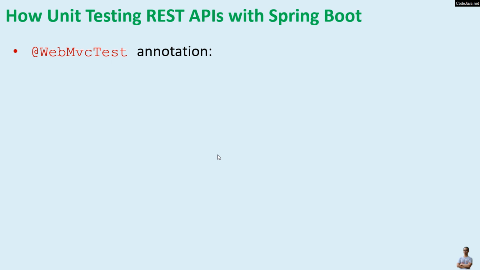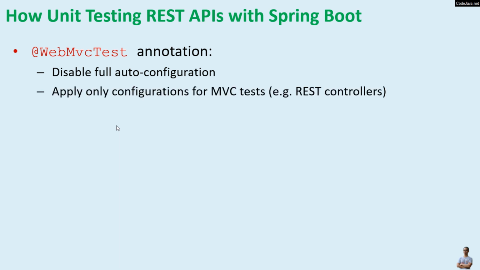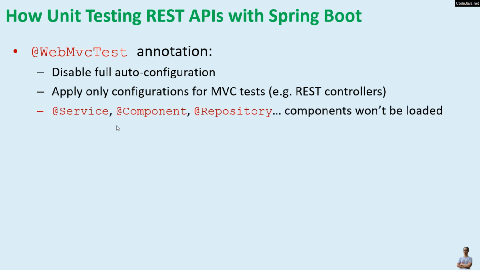So in the unit test class for testing REST APIs with Spring Boot, we need to use the WebMvcTest annotation to disable full auto configuration of a Spring Boot application, to apply only configurations for MVC tests, such as loading the REST controllers. That means the service component or repository components won't be loaded.